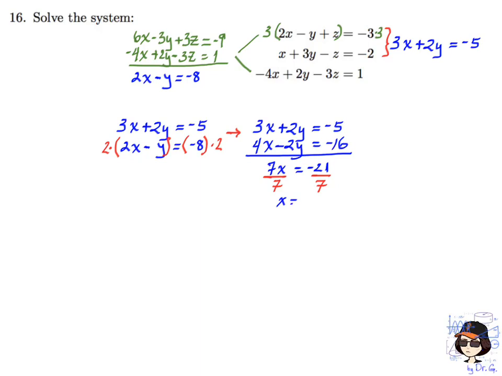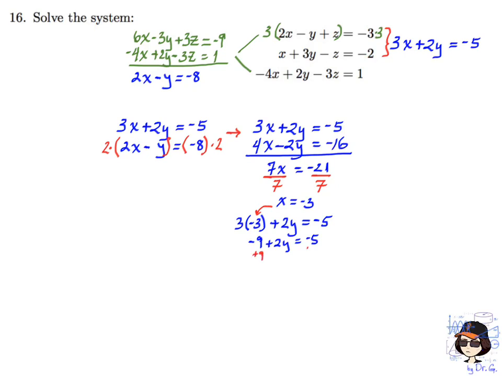And I get x equals negative 3. All right, so now we have to take that value for x and plug it into some equation to get one of the other variables. So I'm going to use it to get y. I'm going to plug it in to 3x plus 2y equals negative 5. So we get 3 times negative 3 plus 2y equals negative 5. So that's negative 9 plus 2y equals negative 5.